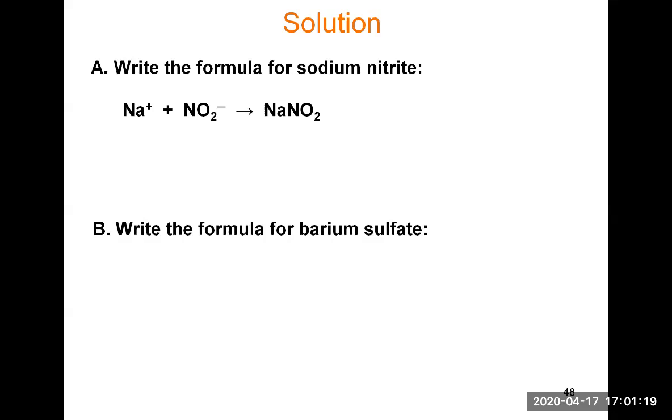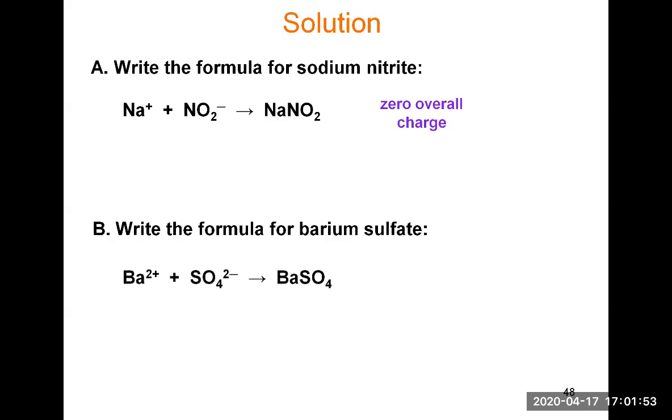Second example, write the formula for barium sulfate. Barium, symbol Ba, found in group 2A, is an alkaline earth metal. So group 2A means it's going to be a 2+ ion. Sulfate ends in "ate", so it's a polyatomic ion that you need to find in your list. And the formula for sulfate is SO4 -2.